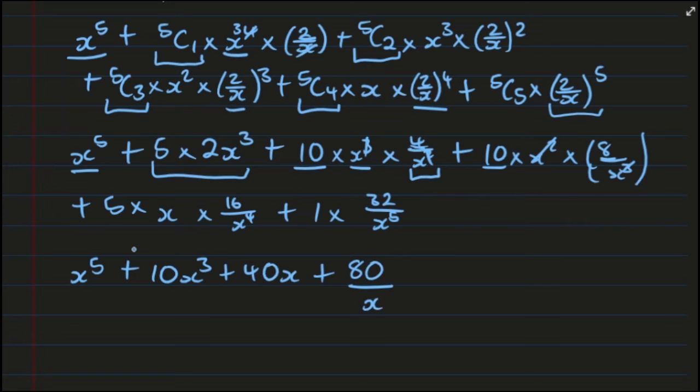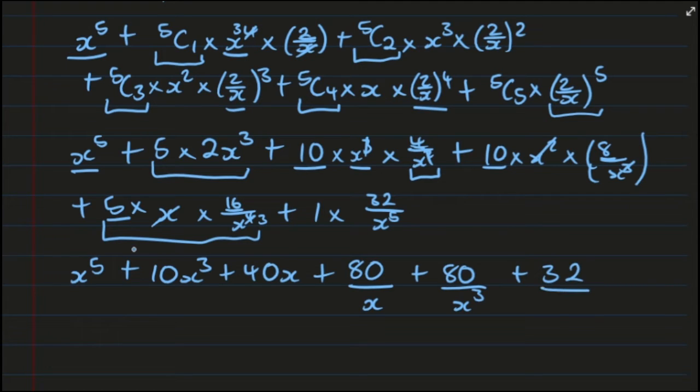so that's 80 over x. We come to this part here, that's 5 times 16, which is also 80, over, we've got an x here which will cancel out, so we have x cubed on the denominator, and then we have 1 times 32 over x to the power 5, 32 over x to the power 5. And this would be our final answer. We've completely expanded (x plus 2 over x) to the power 5.